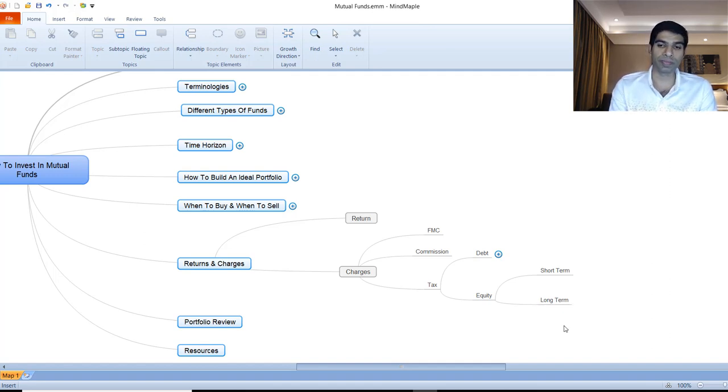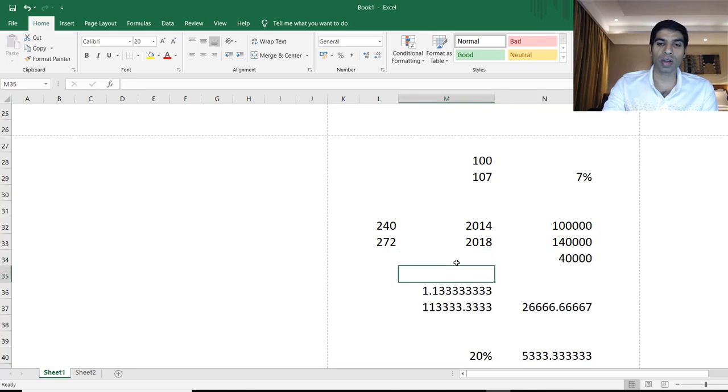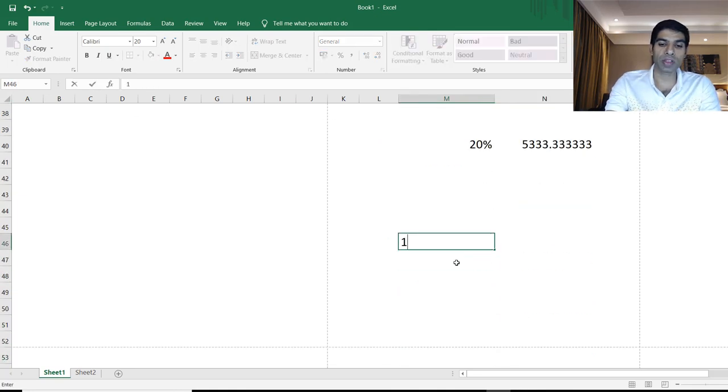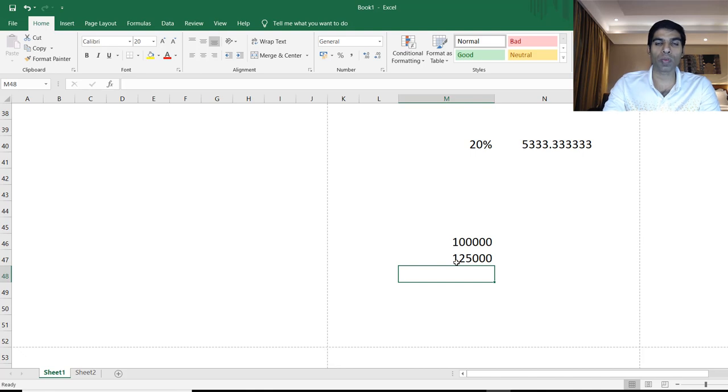However, for long-term, there is a different calculation. So if you stay more than 1 year, whatever you gain becomes a long-term capital gain, and there is a charge of 10% only if that gain exceeds 1 lakh, right? So let's say you have invested in a fund, you had invested 1 lakh, and within a year it became 1,25,000, and you withdraw it before completion of 1 year. So this 25,000 that you have gained would be termed as short-term capital gain, and there's a tax of 15% straight away on it, right?